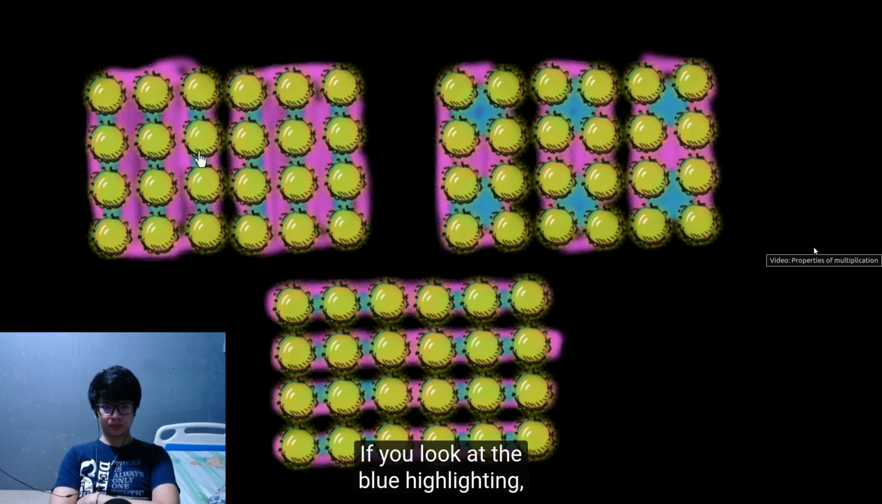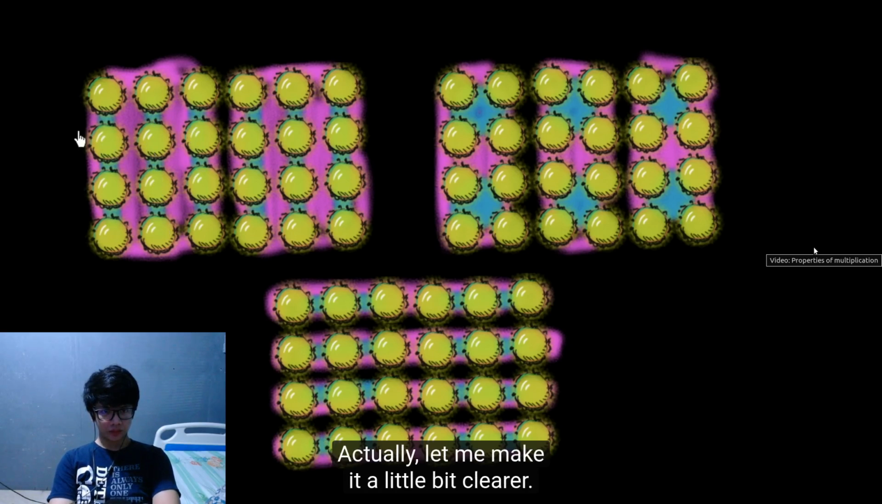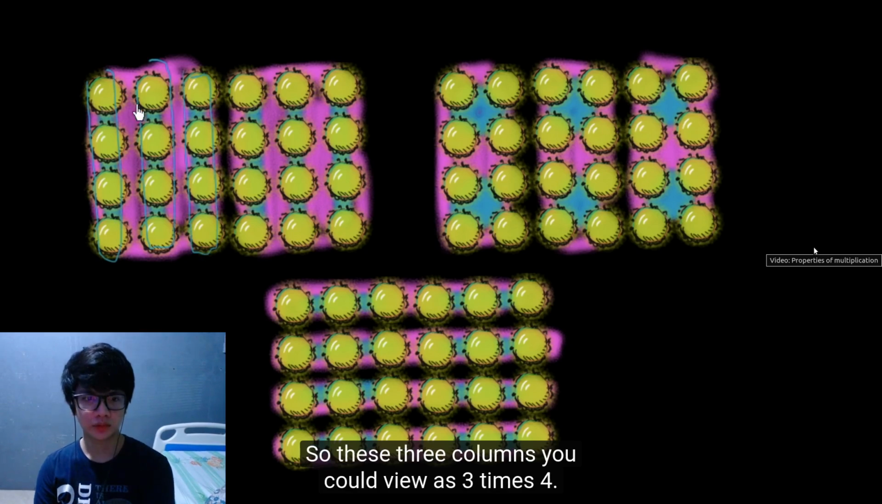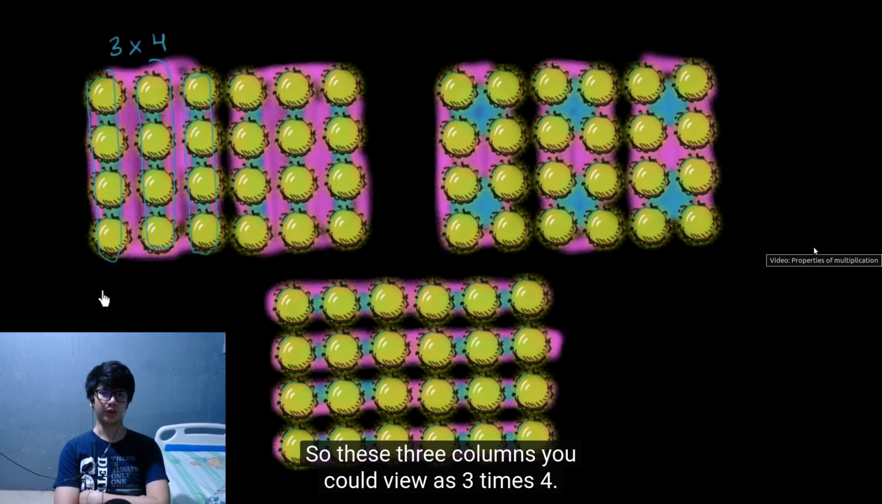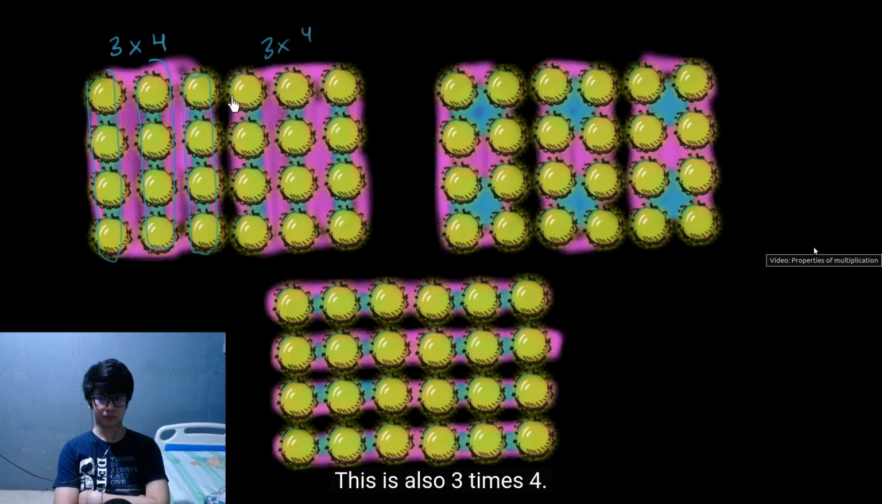If you look at the blue highlighting, this is 1 group of 4, 2 groups of 4, 3 groups of 4. Actually, let me make it a little bit clearer. 1 group of 4, 2 groups of 4, and 3 groups of 4. So these 3 columns you could view as 3 times 4. Now, we have another 3 times 4 right over here. This is also 3 times 4. We have 1 group of 4, 2 groups of 4, and 3 groups of 4.